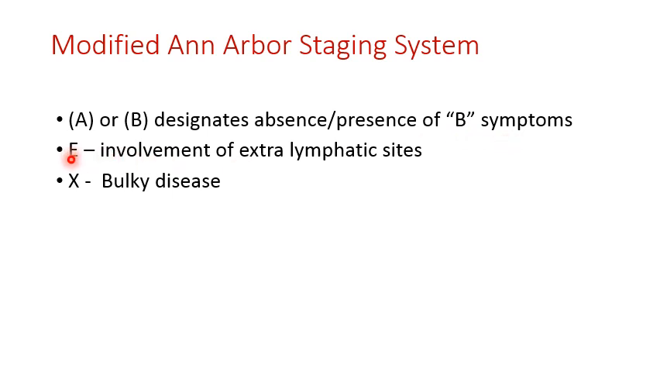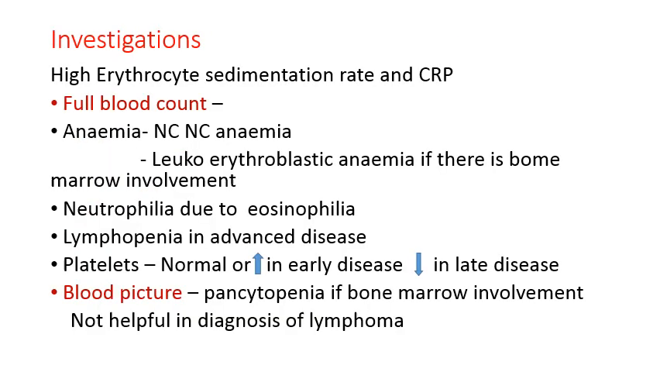And then they put E if there is involvement of extralymphatic sites. So if splenomegaly is also there, they put E. And if it's bulky disease, X. So when you see a diagnosis card of a patient diagnosed with Hodgkin's lymphoma, if that diagnosis card has these abbreviations, you know now what they mean. So it's better to know what these abbreviations mean.